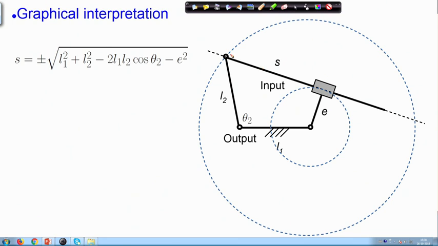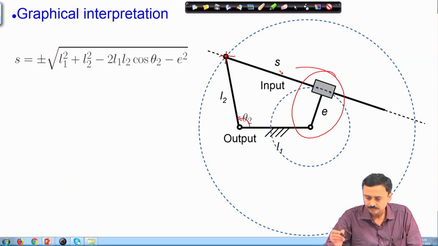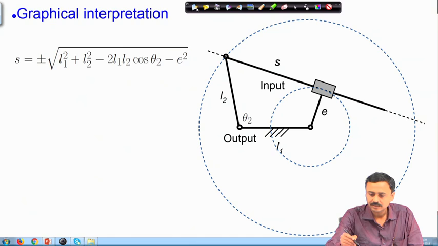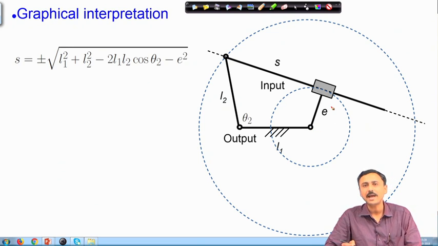Now, what is specified is theta 2. So, this is fixed. Therefore, this point is fixed. What we need to find out is the configuration of this link, so that we can assemble the mechanism. Now, this can be assembled in two ways. One is already shown in black.